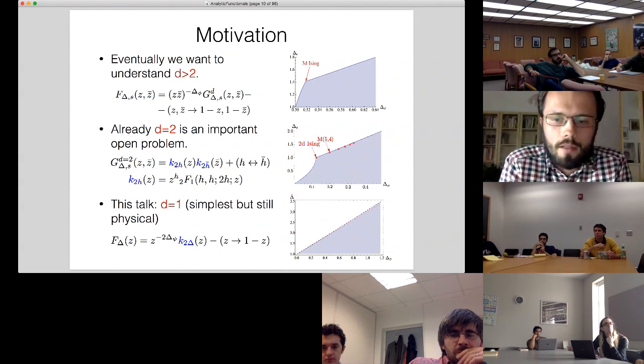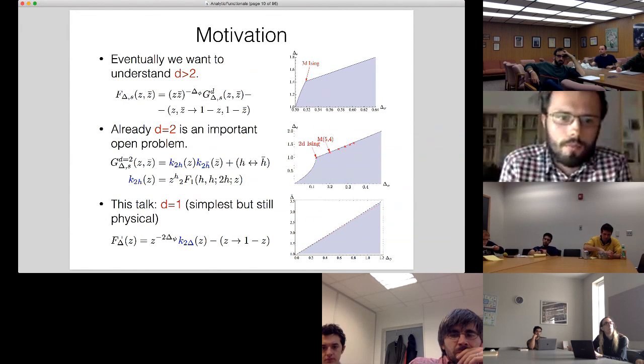But in my opinion there is good hope that the results can be lifted to two dimensions, because the one-dimensional conformal block, this function k, is just the chiral half of the two-dimensional conformal block. So my talk is going to be entirely about 1D, but I think the lift to 2D should not be too difficult.